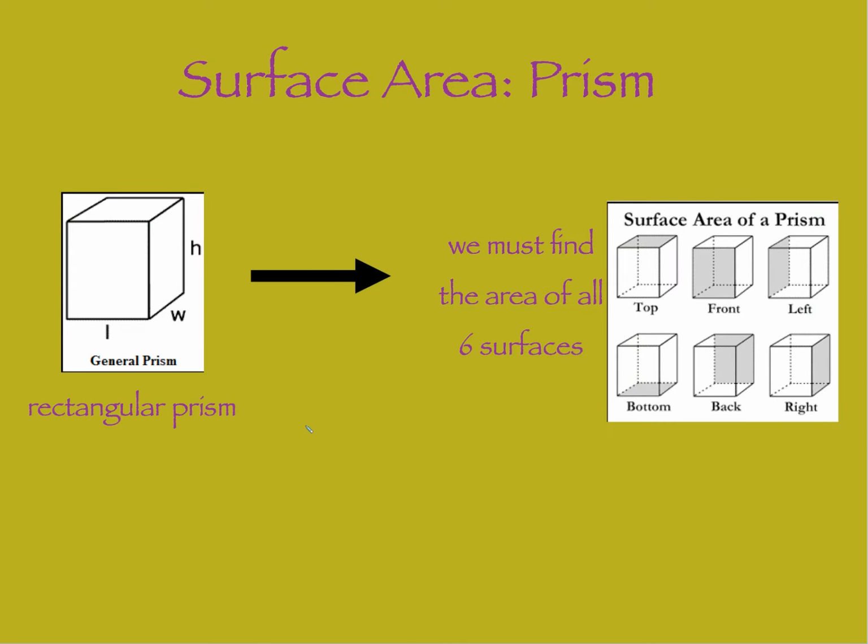So in order to calculate that, all you have to do is find the area of all 6 of the surfaces. So the area of the top and bottom, the area of the front and back, and the area of the left and the right. And then once you have all those areas, you add them all together, and that's your answer for surface area.